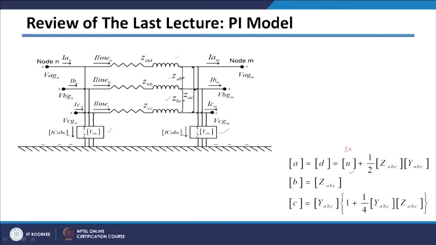So, here this unity matrix is actually a 3 by 3 unity matrix, and ZABC is a 3 by 3 matrix which consists of all the line impedances and the mutual impedances between the lines. Similarly, the admittance matrix is nothing but the 3 by 3 admittance matrix, and we have seen how to get this admittance matrix also in the last class.